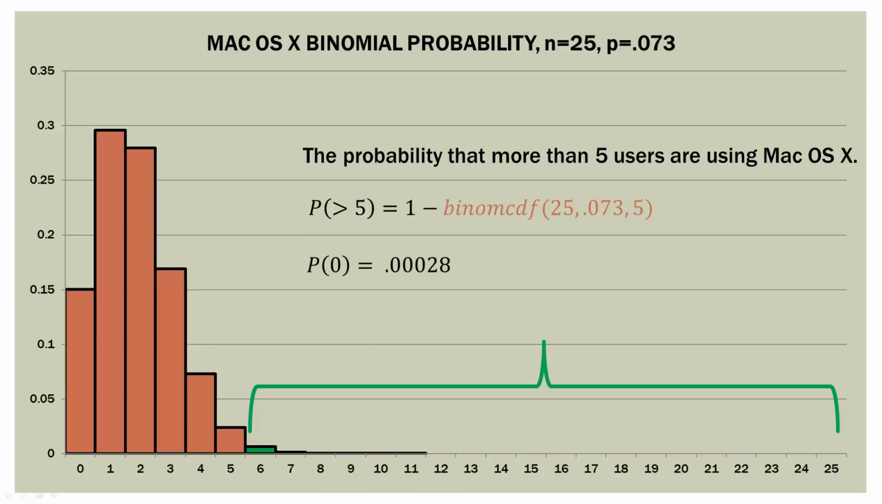And when we do that, we have 0.00028. And that should make sense because there's not much probability in that green part. It should be a very, very small number. And that is the case. So how does this relate to the real world? If we go out and pick our 25 people, the probability that 6 or more are using OSX is 0.00028. So that is 0.028%. Very small. And that should make sense based on our graph.